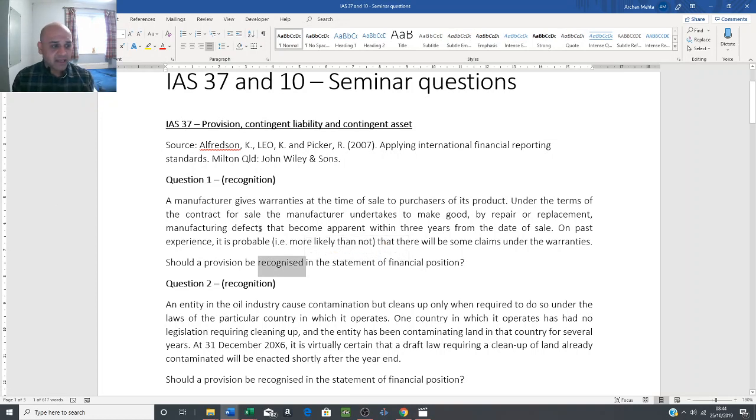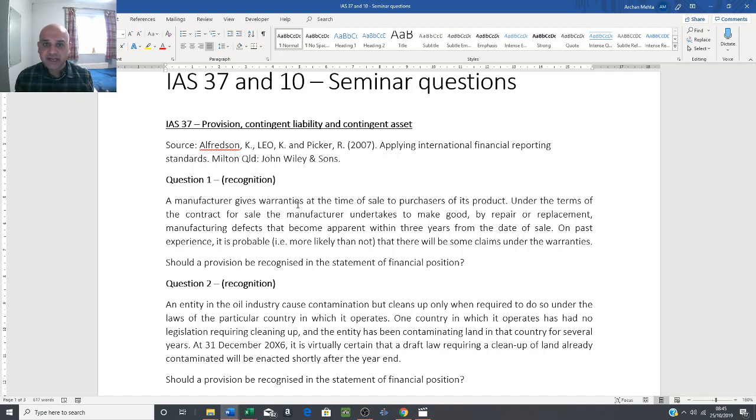So let's have a look at this question. A manufacturer gives warranties at the time of sale to purchasers of its product. Under the terms of the contract for sale, the manufacturer undertakes to make good by repair or replacement manufacturing defects that become apparent within 3 years from the date of sale. On past experience, it is probable, more likely than not, that there will be some claims under the warranties.